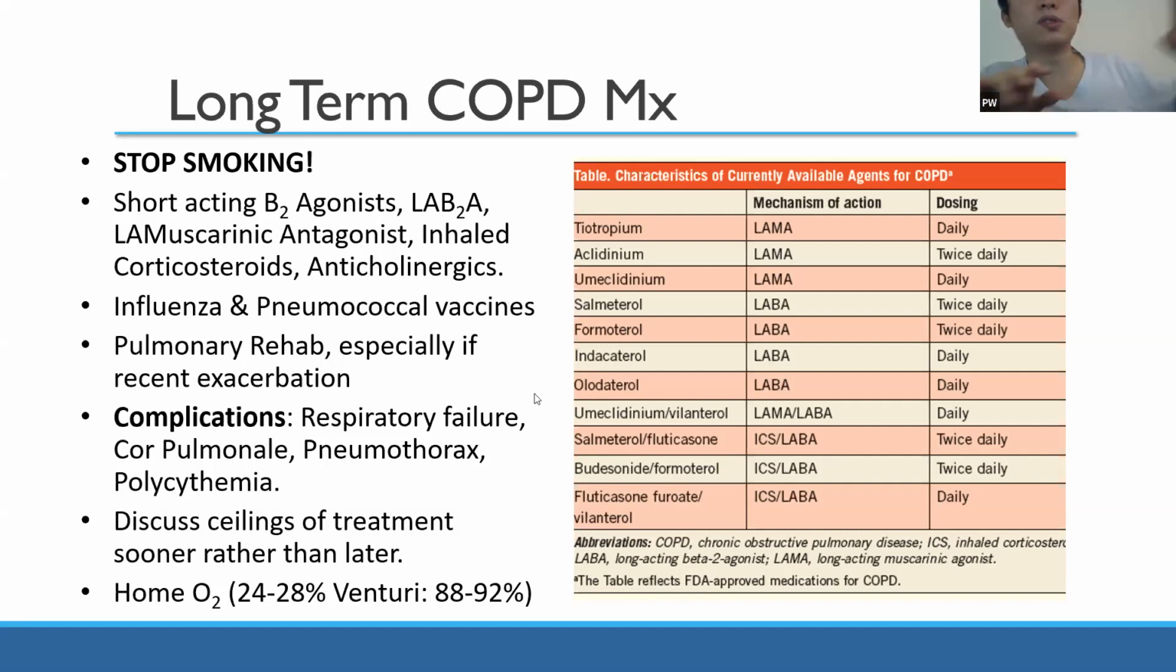Now, what's really important with these patients is that you've got to discuss a ceiling of treatment sooner rather than later, because realistically, the COPD is not going to get better. You can't make this better. This is a progressive condition, which is going to get worse. And some of these people are not going to be for more invasive treatment. They're not going to be for ITU.